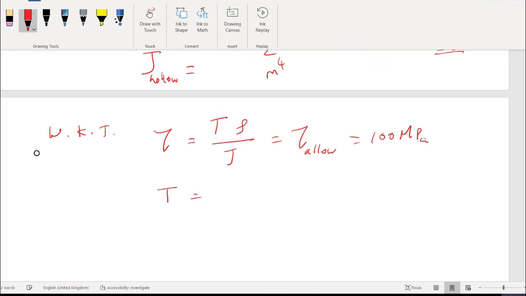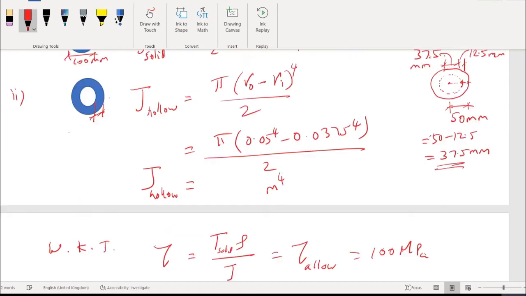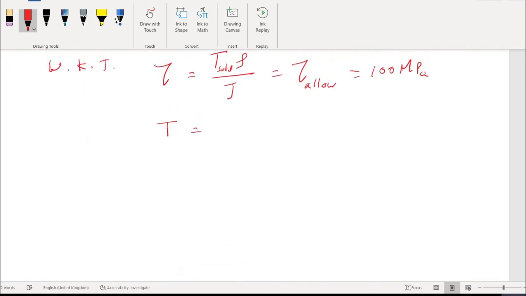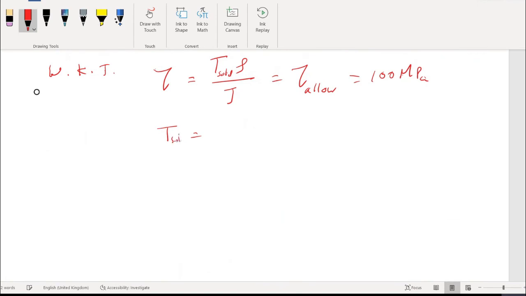I need torque, so I separate it out. Torque of the solid, we do one by one, since you are asked for two things. I make it solid, torque of solid. I use the same thing, right? Torque of solid, T_solid, is equal to tau allowable.